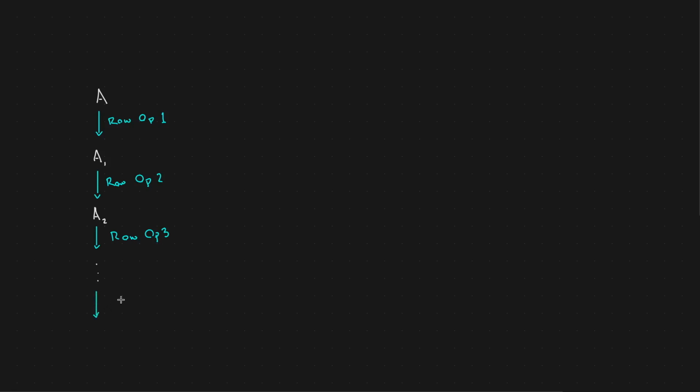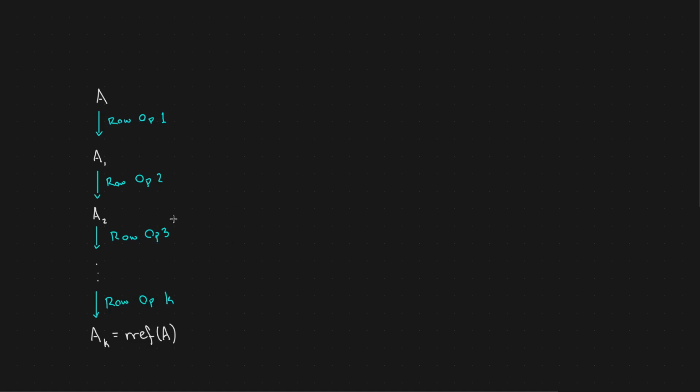I keep on going until I get to my very last row operation. Let's call it row operation K. And that gets me to, say, my transformed matrix A sub K, which might be equal to the reduced row echelon form of matrix A. Okay? So this is how we normally find the reduced row echelon form of a matrix. We apply these elementary row operations. But let's think about this in terms of elementary matrices now.